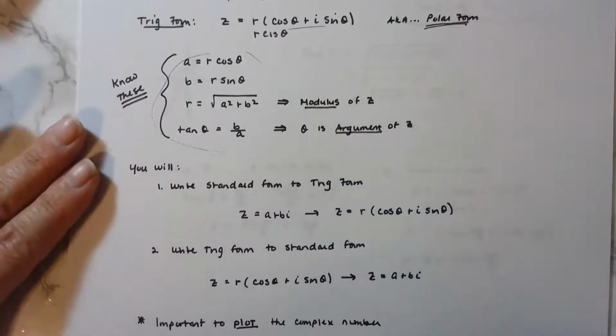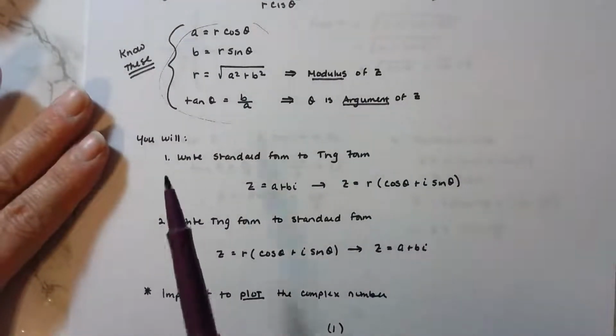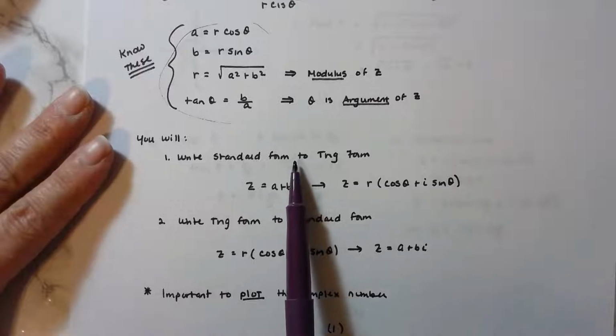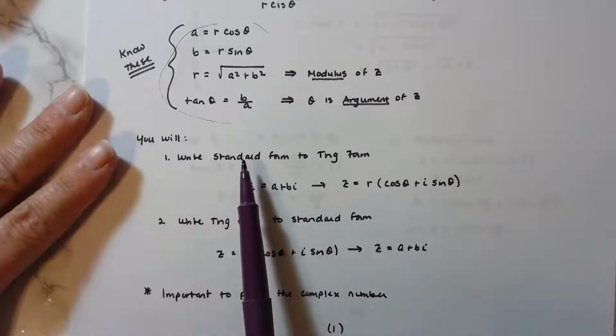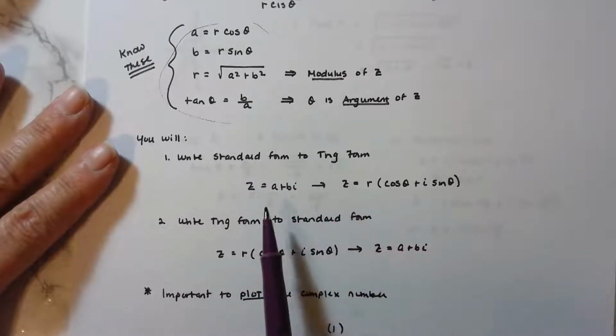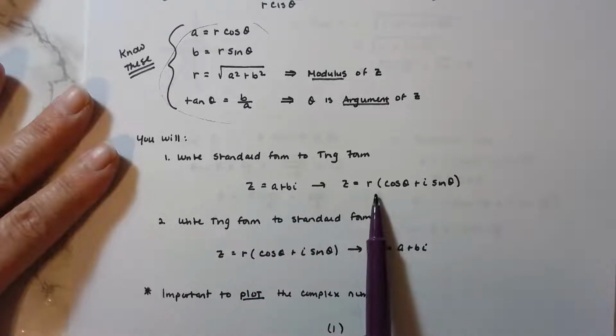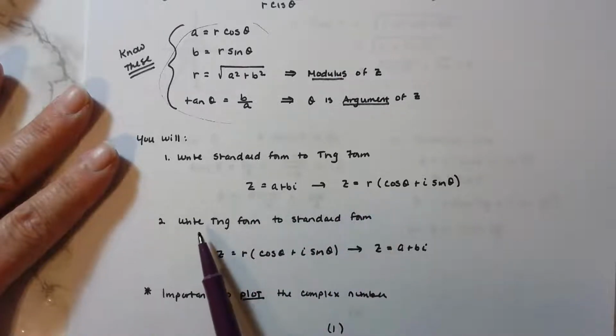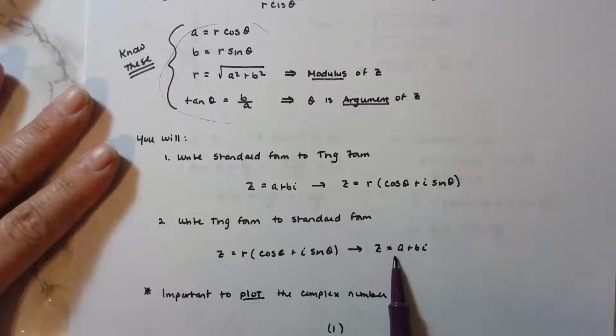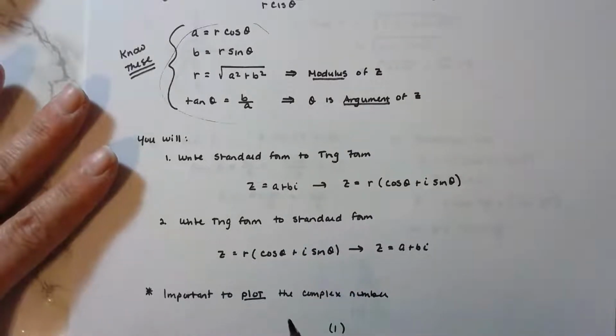So what you're going to do is the following. You're going to write the standard form of a complex number in trig form. So in other words, you're going to go from here to here. And then you're going to go backwards. You're going to write the trig form in standard form, meaning you're going to be given this and asked to reproduce it in standard form.